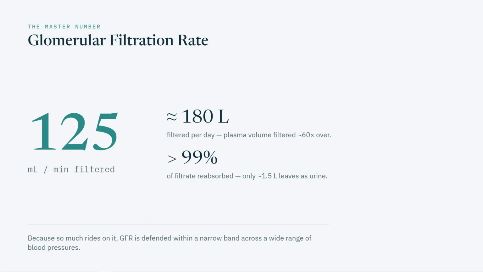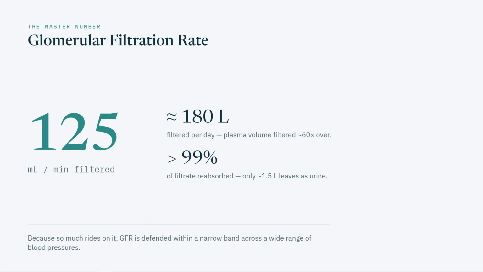Add up all that filtration across both kidneys and you get the glomerular filtration rate, or GFR, about 125 milliliters per minute. That's roughly 180 liters a day, your whole plasma volume filtered about 60 times over. Obviously, you don't lose 180 liters of urine, so reabsorption has to claw back more than 99%, leaving only about 1.5 liters to leave the body.